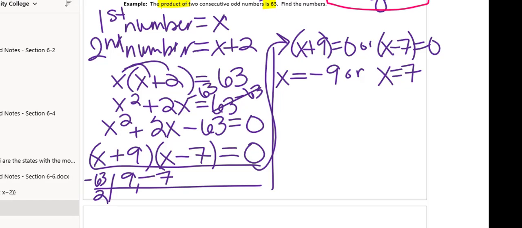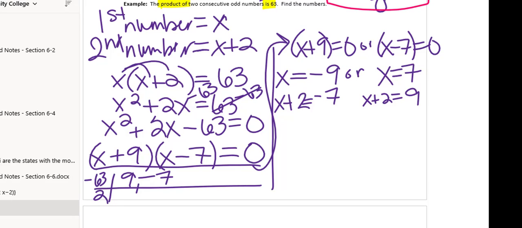I have two solutions, and that's fine because it doesn't specify if the numbers are negative or positive. So if I have x equal to negative 9, my next number would be x plus 2, or a negative 7. I'm going to write that a little bit neater. Let me get those signs in a little bit better here. Is it true that negative 9 times negative 7 is 63? Yes, it is. Now, if x is equal to a positive 7, then x plus 2 is equal to 9. I would add 2 to 7, I get 9. Is it true that 7 times 9 is 63? And the answer is yes.